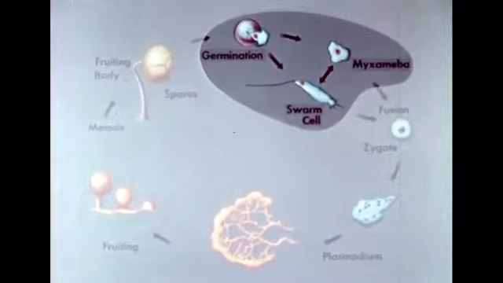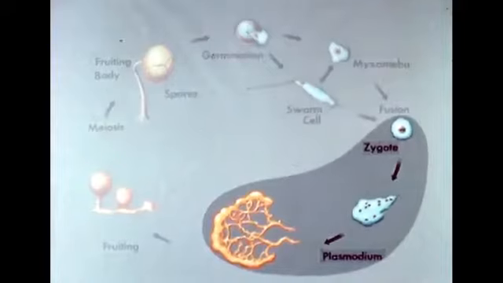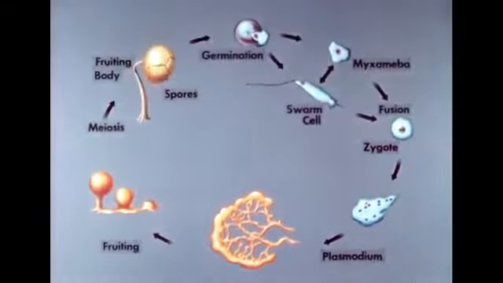The spores, myxamoebae, and swarm cells are thought to be haploid. That is, they contain only one set of chromosomes. The zygote and plasmodium are thought to be diploid. That is, each nucleus contains two sets of chromosomes. The change from haploid to diploid is the result of fusion between myxamoebae or swarm cells. The change from diploid to haploid is the result of meiosis and is thought to occur during the formation of the fruiting bodies.